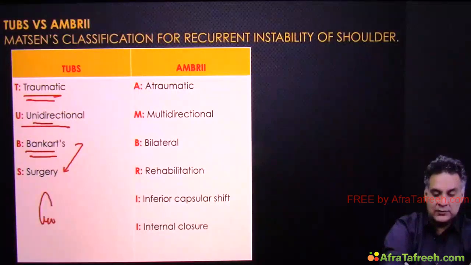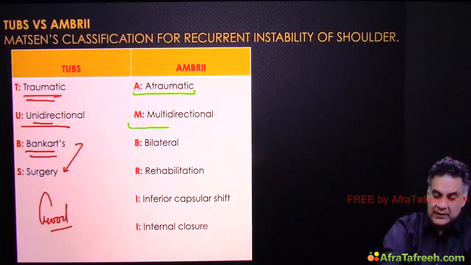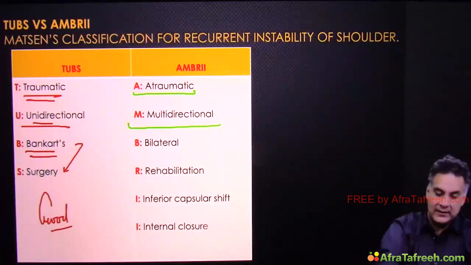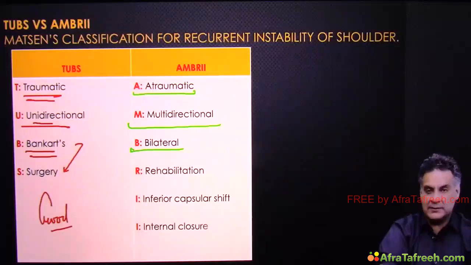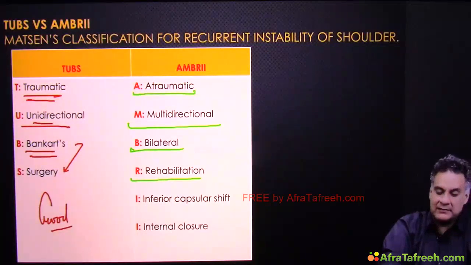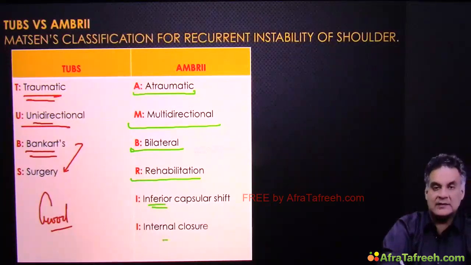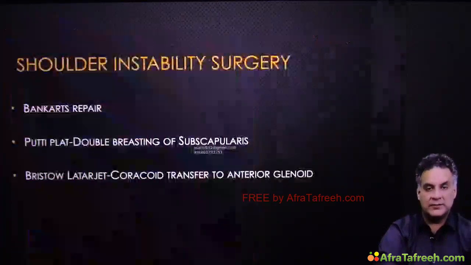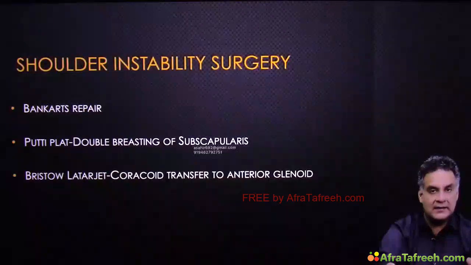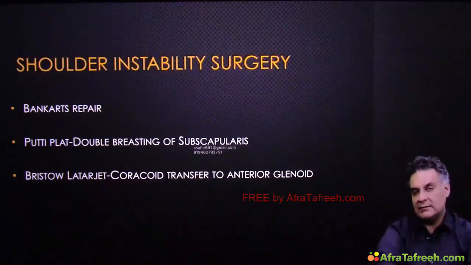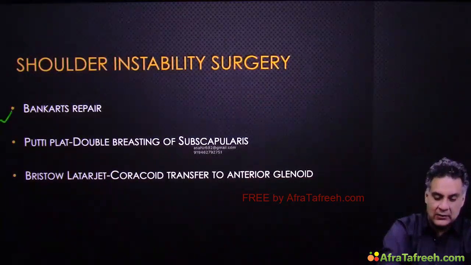It has a good prognosis. Whereas AMBRI is atraumatic, multidirectional, so hyperlaxity. Bilateral, multiple joints involved. Rehab is the treatment, rarely surgical. Poor prognosis. So in shoulder instability, there are lots of surgeries. Remember three. Bankart's tear is commonest, Bankart's repair.